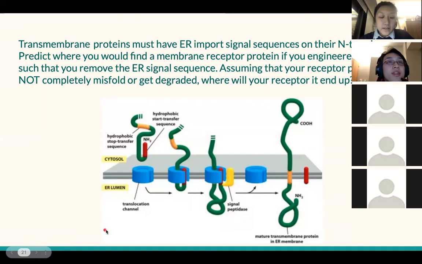Transmembrane proteins must have ER import signal sequences on their N-terminus. Predict where you would find a membrane receptor protein if you engineered its genes such that you remove the ER signal sequence. Assuming that your receptor protein does not completely misfold or get degraded, which is always a possibility when you manipulate genes, where would your receptor end up?